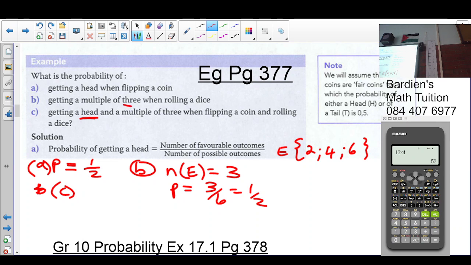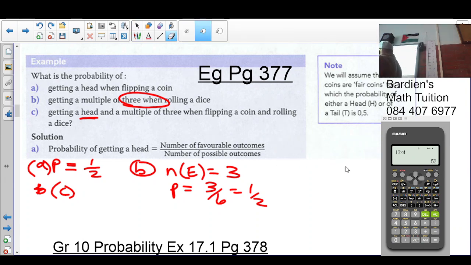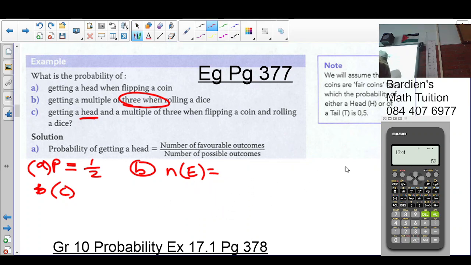Sorry, my mistake. Did I say multiple of 3? But I'm looking for even numbers. I think we are getting confused: the number of favorable outcomes is marked with N(E), sorry, N E, that is the number of favorable outcomes. And N(S) is the number in the sample space.